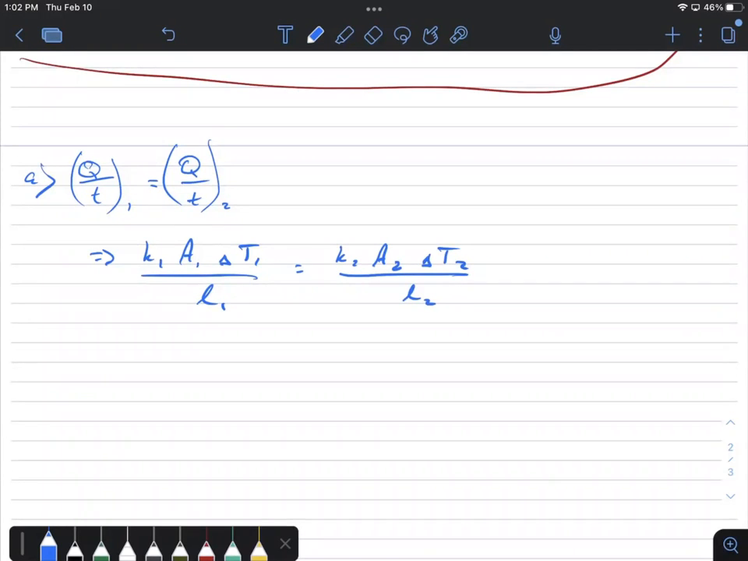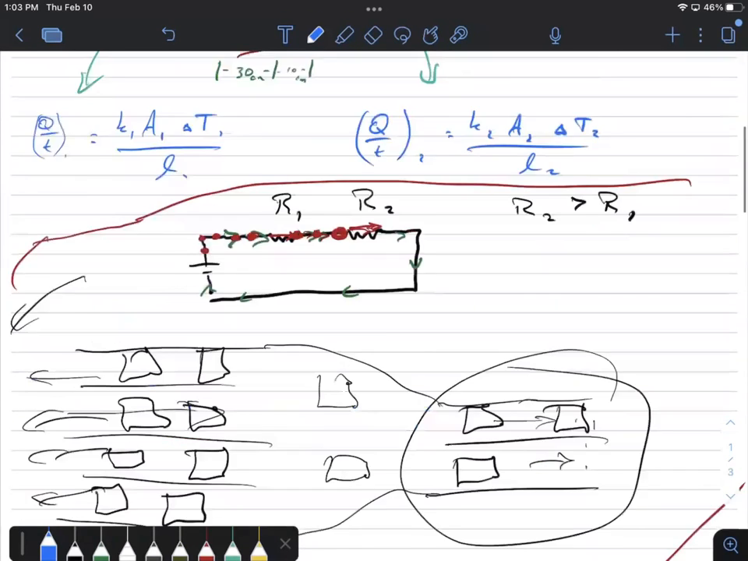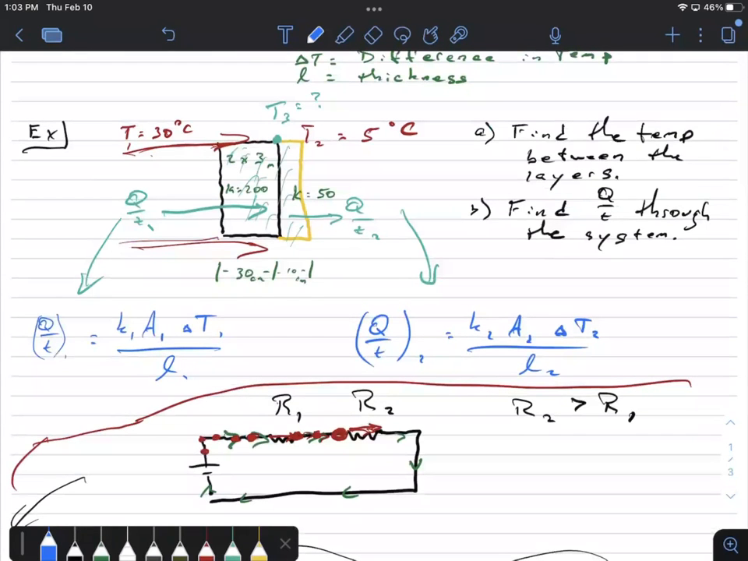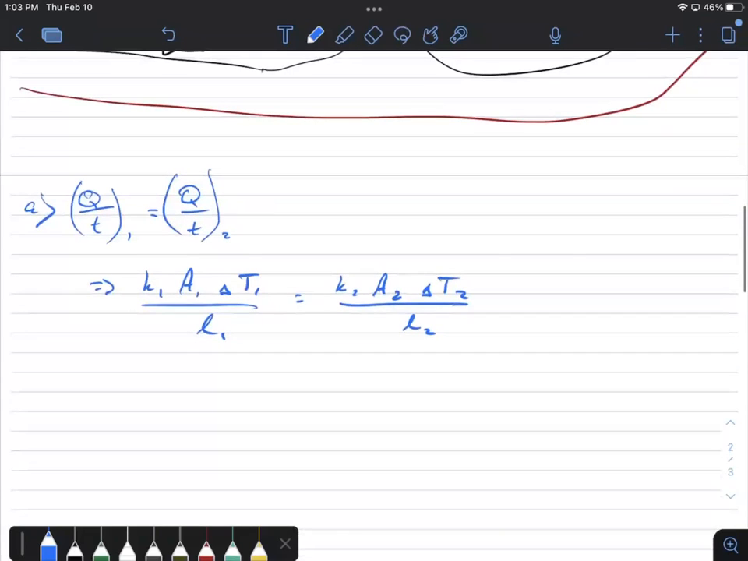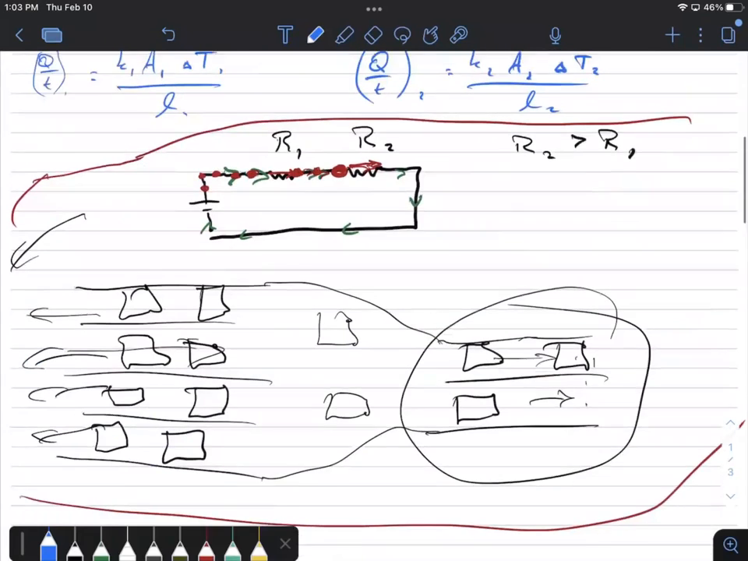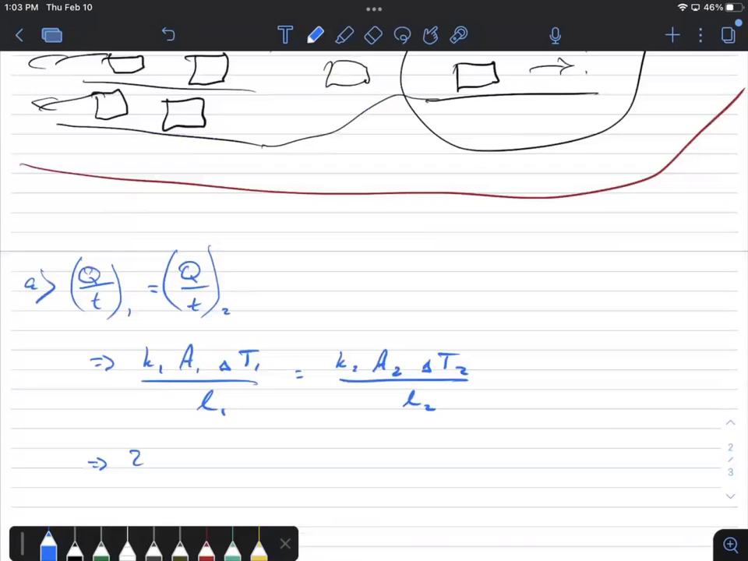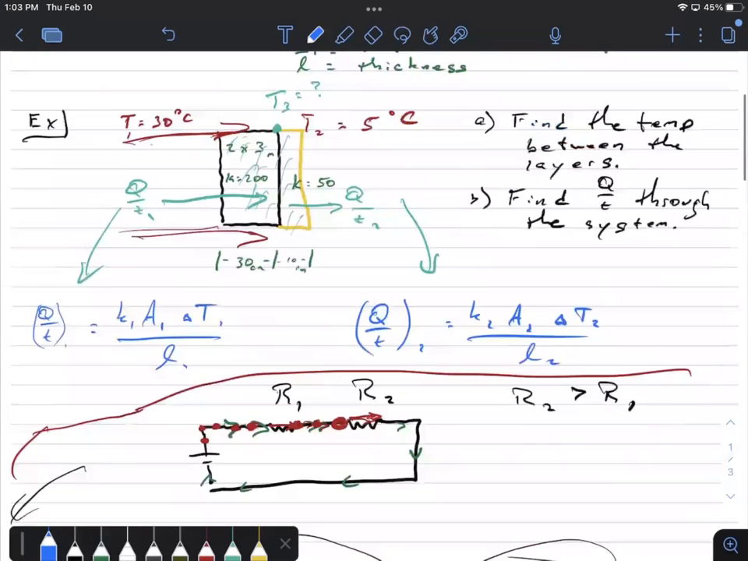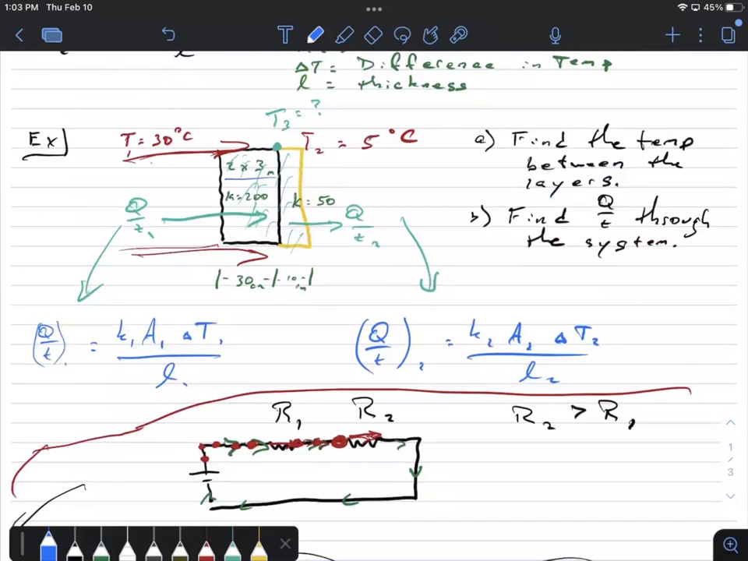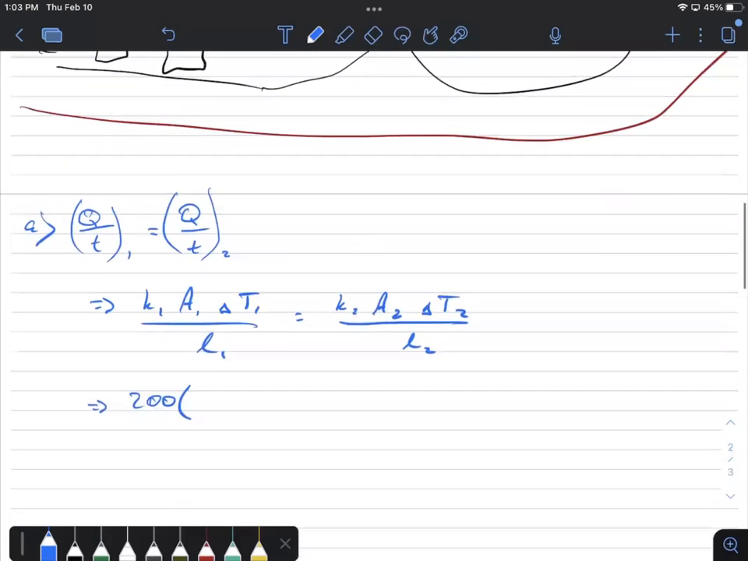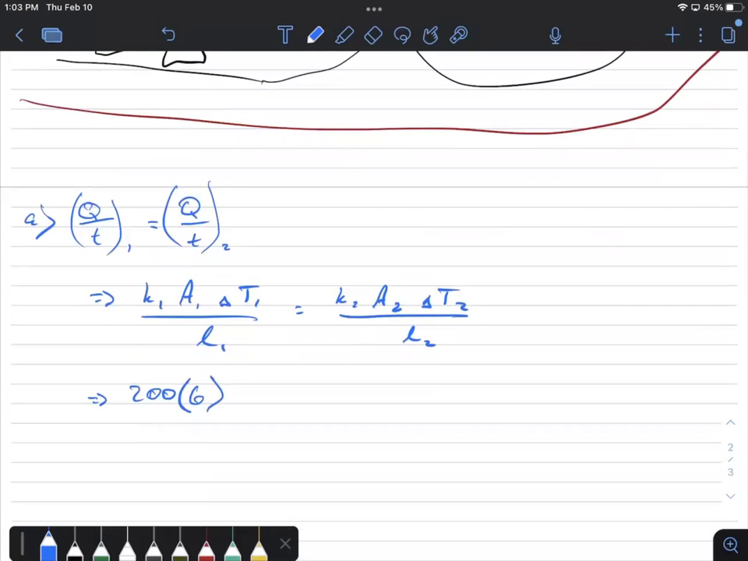And now this I can handle because I was given all the data I need in my question. I know the areas, I know the thicknesses, I know the temperatures. I can do this. So we start. We say, okay, I need the conductivity of number one. That's 200. I need the area of layer one. Well, I'm told this layer has dimensions 2 by 3 meters. So 2 times 3 is 6 square meters.